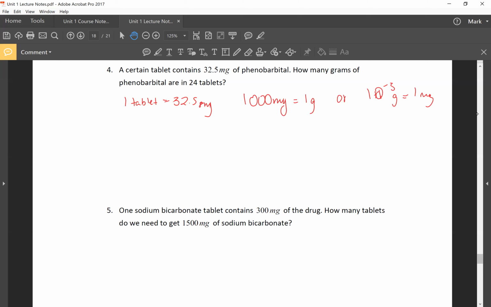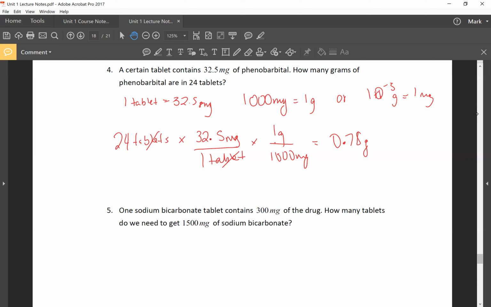So let's do this. I'm looking at 24 tablets. First thing I'm going to do is convert that to milligrams. 32.5 milligrams in 1 tablet. That's the big step, right? Once you've converted this to milligrams, it's actually pretty easy because I know that in 1 gram, there's 1,000 milligrams, and I'll get my answer, 0.78 grams.